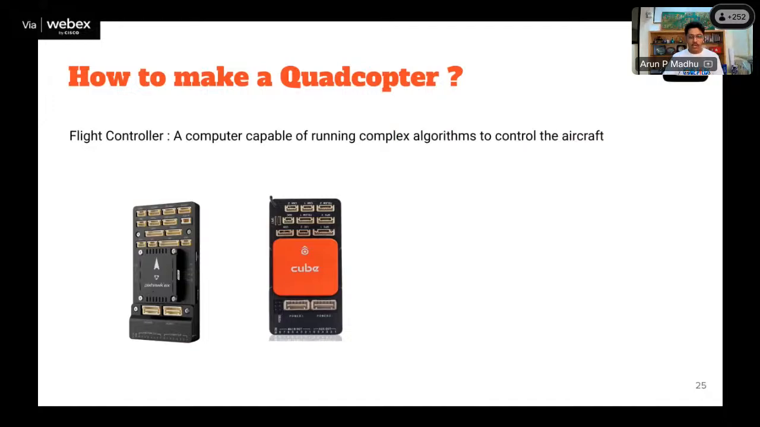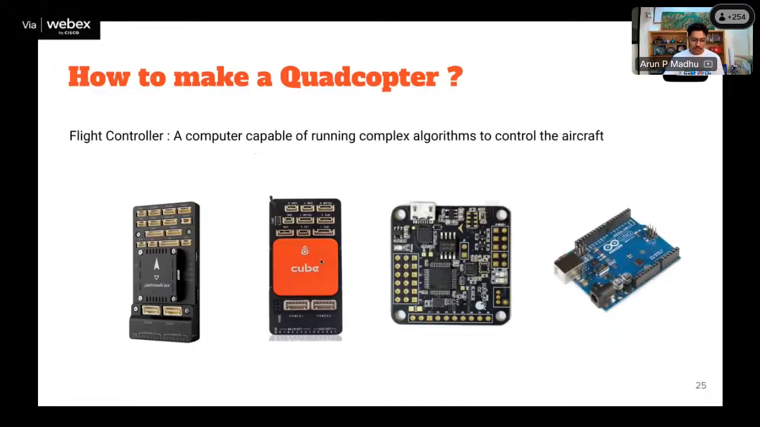Then we come to the important part, which is the flight controller, the brain of the computer, let's say. These are different types of flight controllers. Let me show everything. This is the industry best, called Pixhawk 6C. Then we have something called Cube. This is an all-in-one flight controller, and this is our daily Arduino board. So all these things can act as a flight controller.